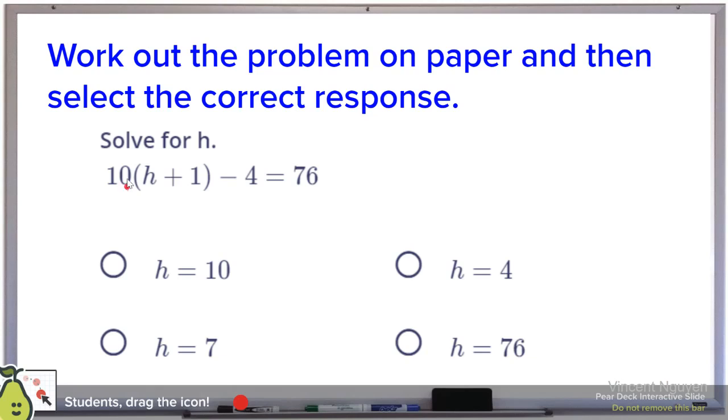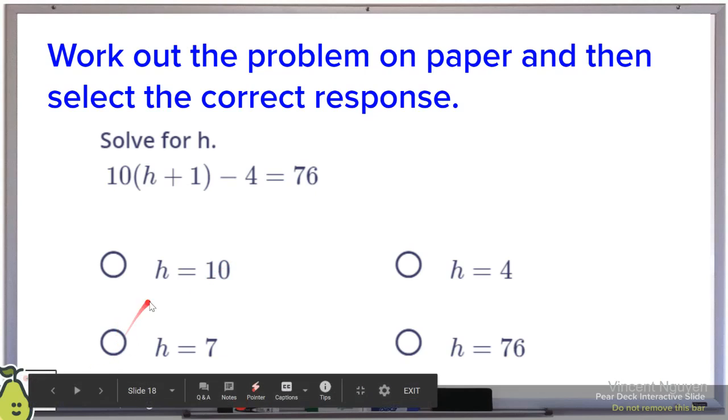So we're going to get 10h plus 10 minus 4, and then we add 4 to the other side. Well, actually we combine like terms because the 10 and the minus 4 give you 6. So positive 6, so we subtract, so this becomes 70, and then we divide by 10. What's 70 divided by 10? It's 7. So the answer should be H, if you work that out correctly.